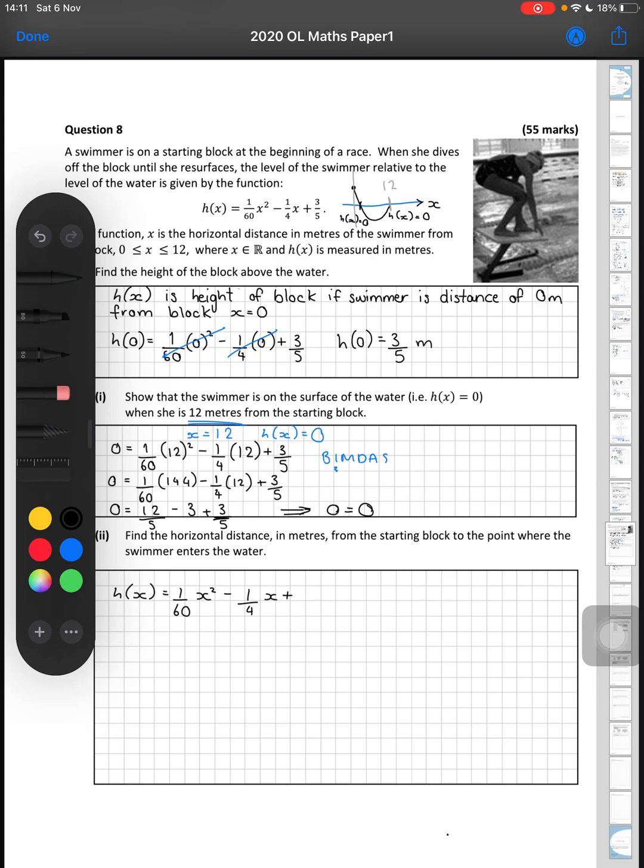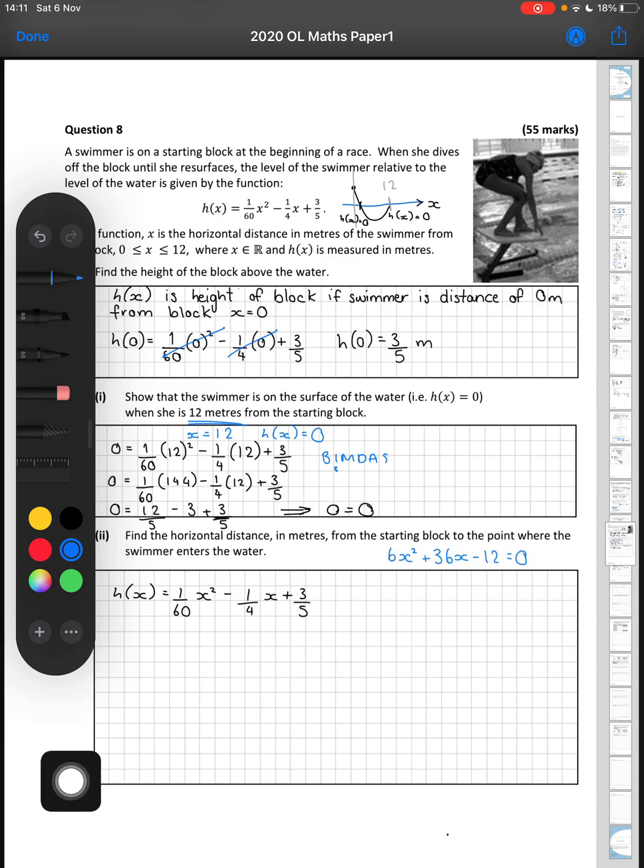Okay, so I'm going to fill in. I have h of x was 1 over 60 x squared minus a quarter times x plus 3 over 5.